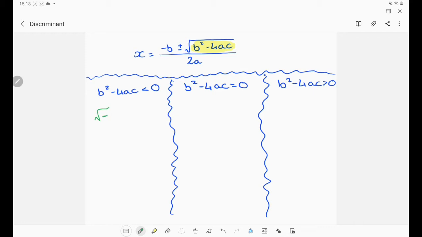And if you've ever typed in the square root of a negative onto your calculator, what comes up is an error. Now this is really important because what this means is we theoretically have x equals minus b plus or minus an error over 2a. Now you are not going to get an answer out of this. So there are no real roots.